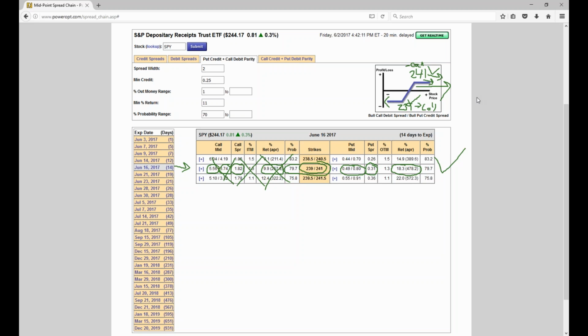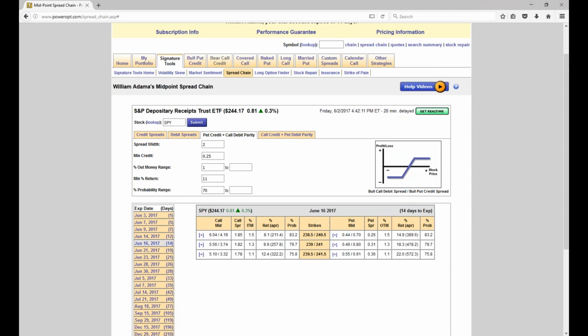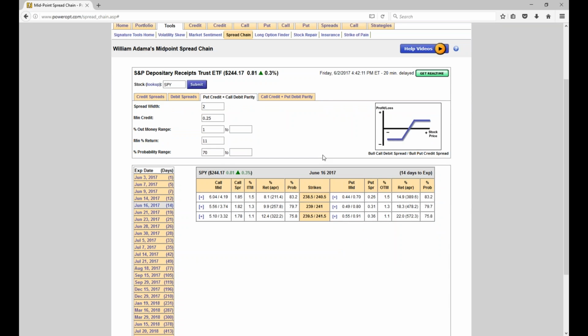Okay? But other times, you may see that where you've decided to do a bull put credit, you might see a 10% return here for the bull put, and you might see a 14% return here if you get midpoint on the bull call debit. In that case, it might be worth your money to do the debit spread over the credit. And that's what this parity view shows you when we're in the spread chain tool, which you can access underneath the vertical spreads or underneath the signature tools tab as well.